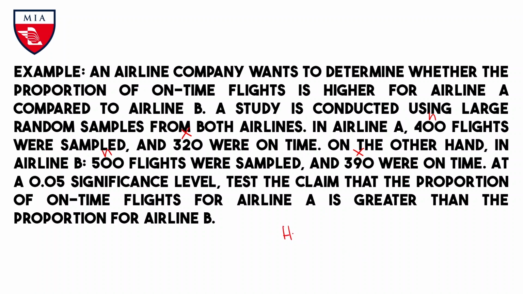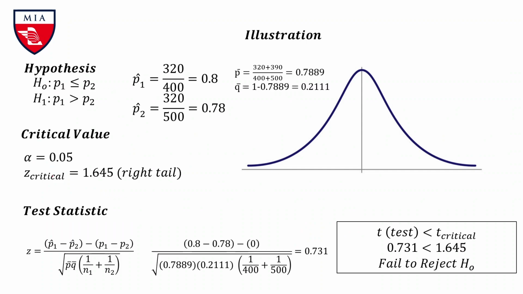So our alternative hypothesis, or the claim, is that proportion 1 is greater than proportion 2. Okay? So we have a greater than sign here, therefore we have a right-tailed test. Okay. So we have p hat sub 1 is equal to 320 over 400. So we have here 0.8.